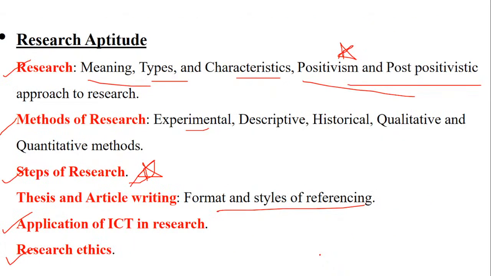We have started with research aptitude. Those who are late, for them I'm just repeating. We have started with research aptitude as the fresh batch for UGC paper 1. Students who are also preparing for SET can also listen carefully, as this portion is the same. When we talk about research, the first topic we started today is meaning, types, characteristics, positivism and post-positivistic approach.